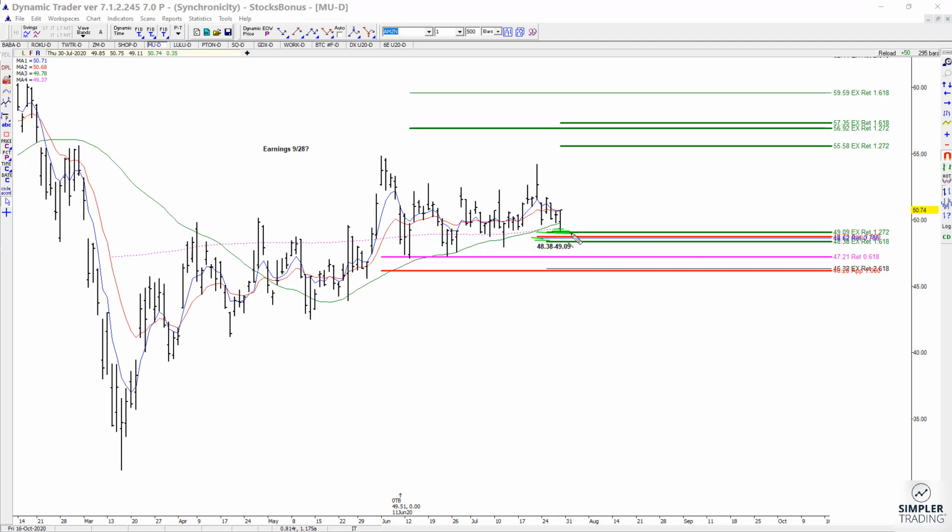And know that if we continue to hold above this support, potential target number 1 is going to be the 1272 extension of the swing into the zone. And that means that the initial upside target would be 55.58, and I'm wrong if we break the cluster.